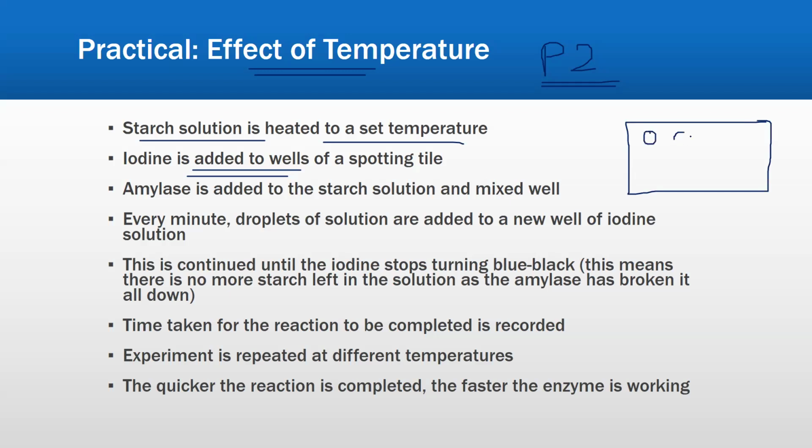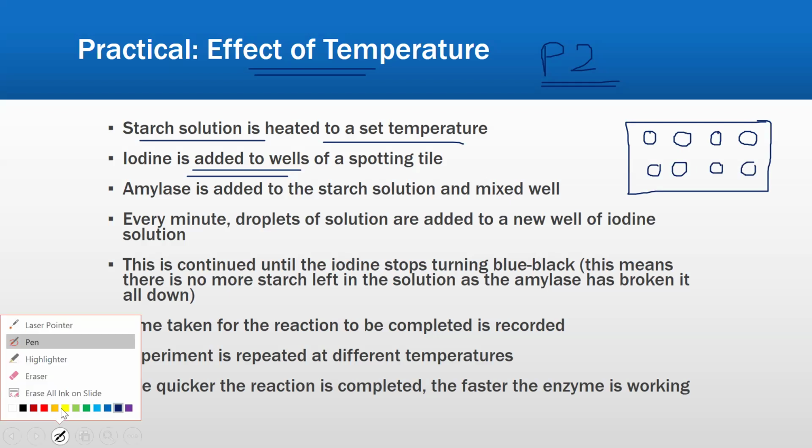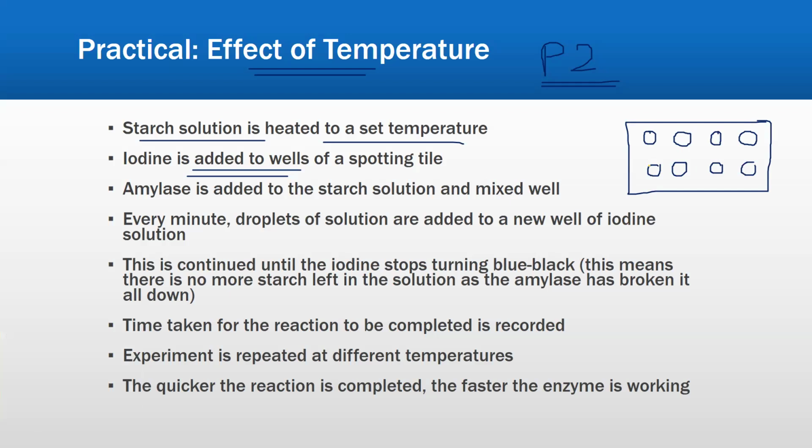Can you tell me what the color of iodine is? Iodine is reddish orange. Okay, orange brown. Iodine is what? It's orange brown. Okay, so I have added different drops of iodine on a spotting tile and I have started to heat up a starch solution. Now, in that starch solution, as it was being heated up, I have added the enzyme amylase. Can you tell me what amylase does?